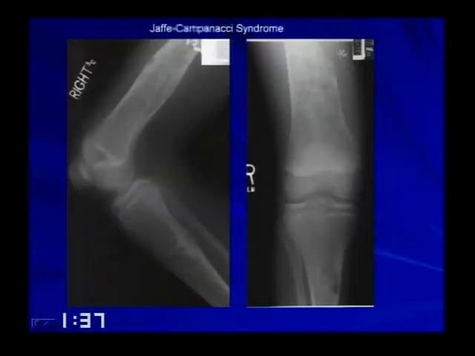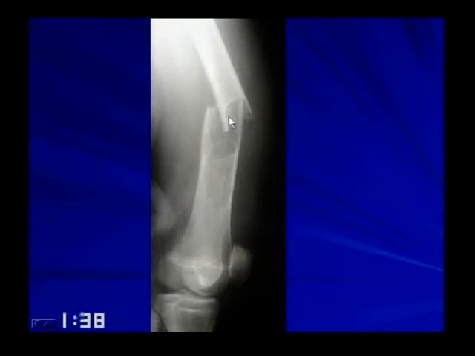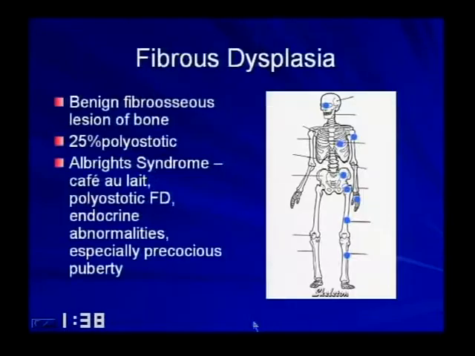Here's a patient with Jaffe-Campanacci. These look like your run-of-the-mill non-ossifying fibromas, except that they're multiple. And here's one. And here's one that's fractured. Worst case scenario.